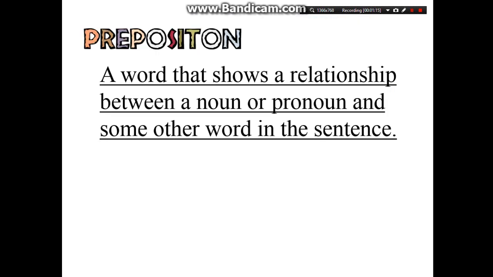All right, preposition, open the preposition flap. What you need to write is a word that shows a relationship between a noun or pronoun and some other word in the sentence. That is one of the longer definitions you'll have to write. You're going to have to kind of squish it to fit it in that box.